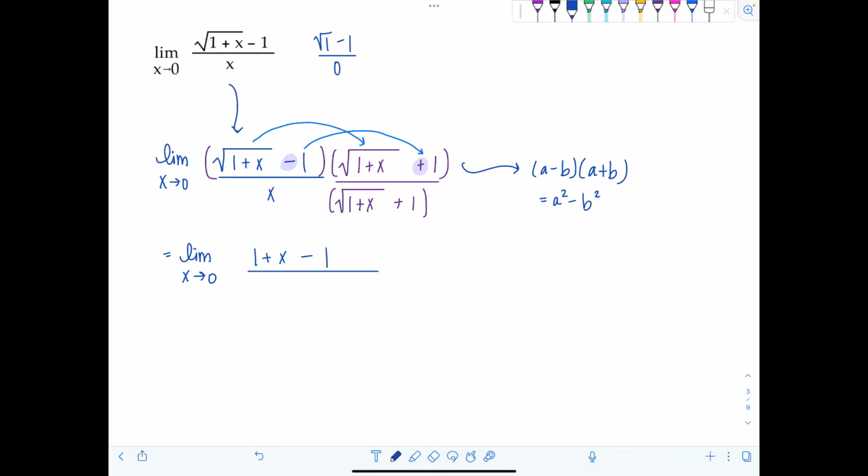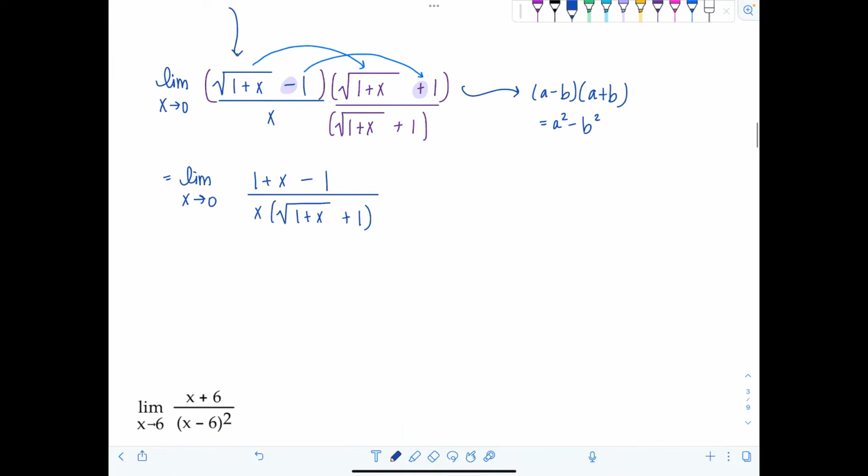The denominator, let's leave it factored. I'd say 99% of the time, you don't want to multiply out the denominator. So I default to not distributing, not multiplying out. Okay, notice anything lovely happening? Yes, these ones cancel. Now I have the limit as x approaches 0 of x over x times rad 1 plus x plus 1. These x's cancel again. How fabulous.